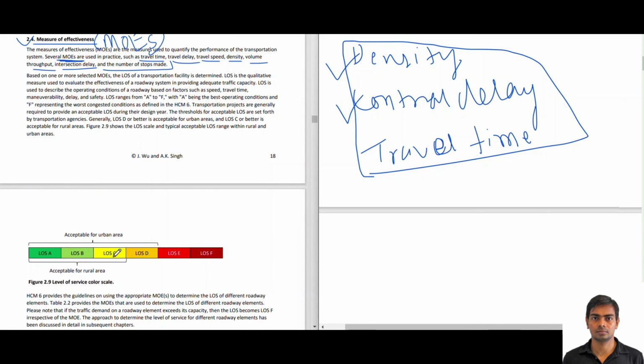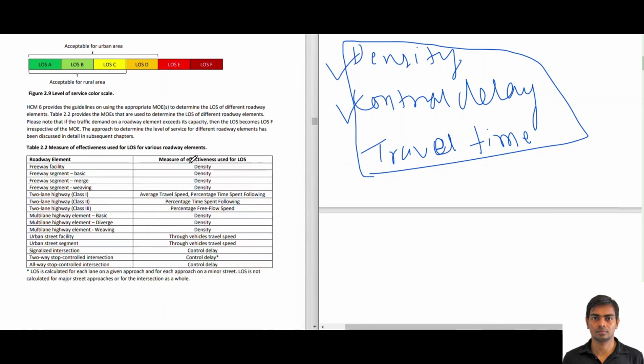There are different thresholds to define these levels for different kinds of facilities. Those are defined here. For freeways, it's based on density. Freeway has three kinds of segments: basic, merge, and weaving. These are based on density. If we are breaking the freeway into individual segments, it is based on density. If we are considering the entire freeway as a facility, it is still based on density. The procedure to analyze the individual segment is different from the procedure to analyze it as a facility, as we discuss later. Two-way highway class is based on average travel speed and percentage time spent following.